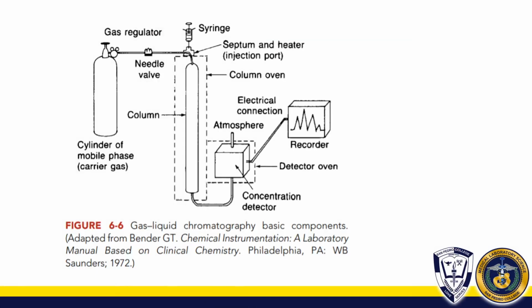So, this is how gas chromatography would look like with its different components. You have the mobile phase or the carrier gas, then it goes through the column, and then passes through the detector and the recorder. And for you to understand the overall setup of gas chromatography, let us watch this video.